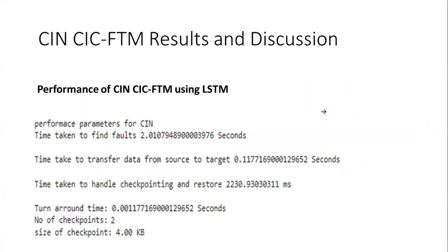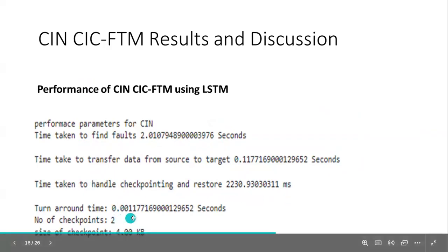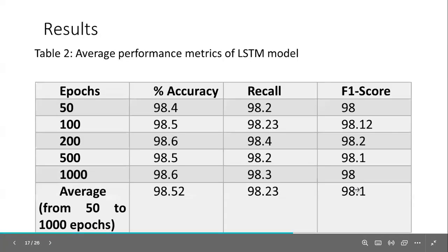Now, the performance parameters for that sample, what we have evaluated is time taken to find faults is this many seconds. Time taken to transfer data from source to target is this many seconds. Time taken to handle checkpoint and restore is this many seconds. Turnaround time, that is our rollback time, is this. Number of checkpoints placed is this. The amount of memory consumed to place 2 checkpoints is 4 KB.